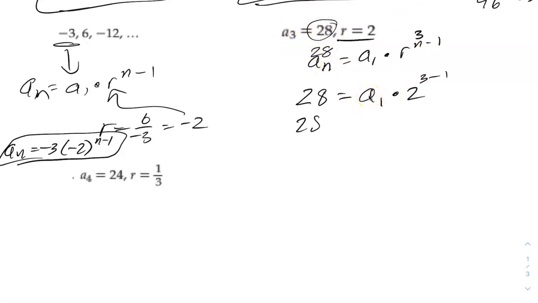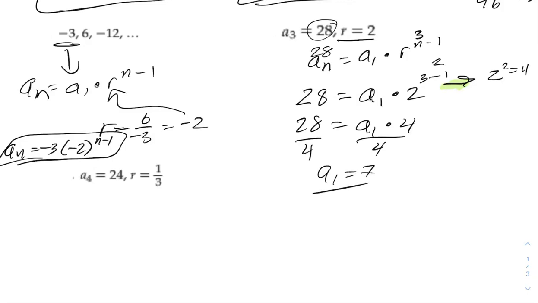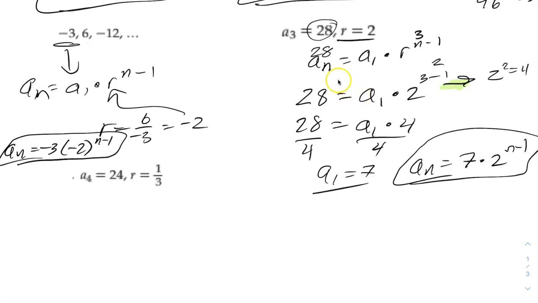So what is this? 28 equals a1 times 2 squared, which is 4. Now you divide by 4. a1 equals 7. And now I can write my equation. An equals 7 times 2 to the n minus 1. Right, so it's always the same thing. If you're missing something, go back to the original equation, plug in what you do have, and then find the missing thing.